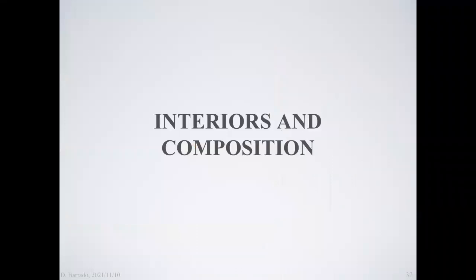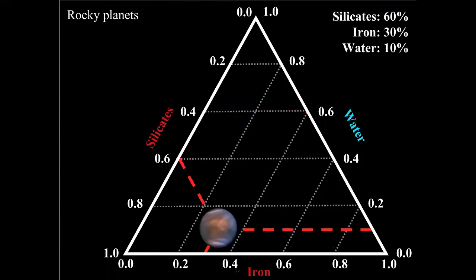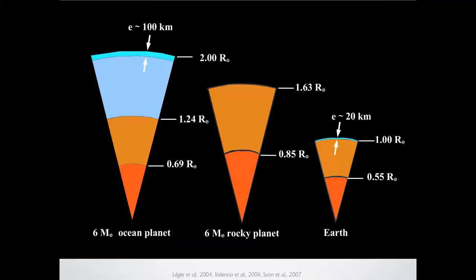So we go to interiors, because we also can have some interesting information, and I'm going to show you a couple of diagrams, these ternary diagrams. In the case of the gas or ice giants, with the confrontation with models, we can have knowledge about the proportion of different components, and the same can be done for the rocky planets: how much silicates and water and iron essentially they have. So these are amazing results, and we can also have a comparison with the interior composition of Earth.